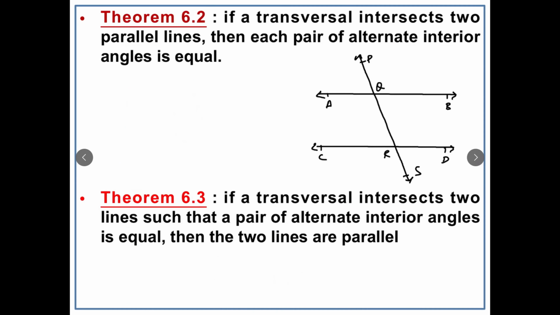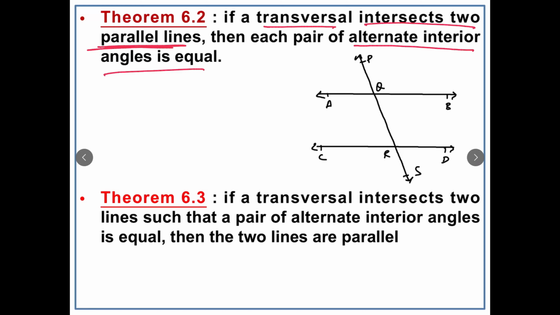Moving ahead to the next one. Now we have theorem 6.2. It says if a transversal intersects two parallel lines, so the lines given here are already parallel, then each pair of alternate interior angles is equal.